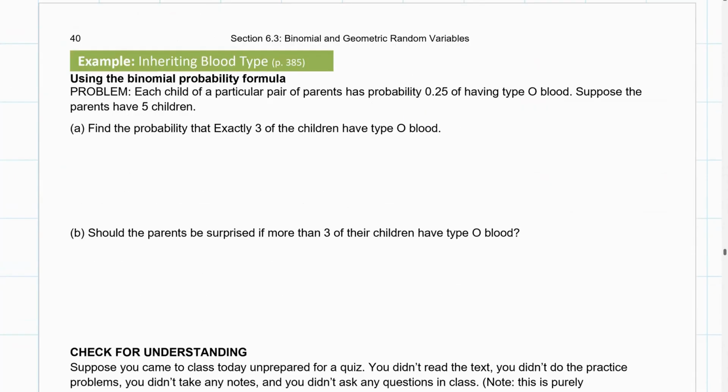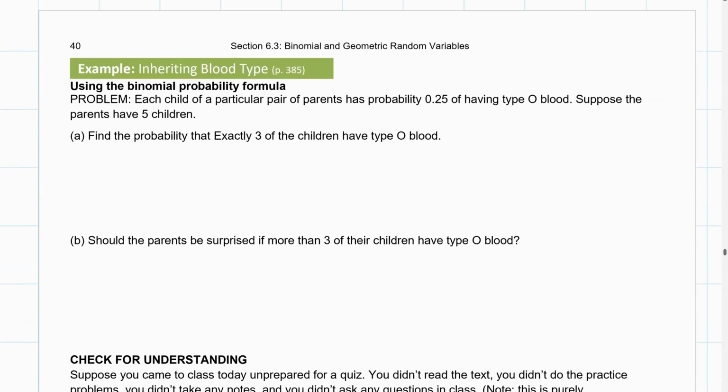So what's the probability then of having exactly three children have the type O blood type? The probability that X is equal to 3 can be simply written as 5 choose 3, 0.25 to the third, the probability of success to the power of the number of successes, times 0.75 squared. And we'll switch over to the calculator to calculate that.